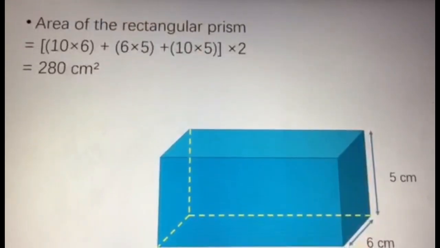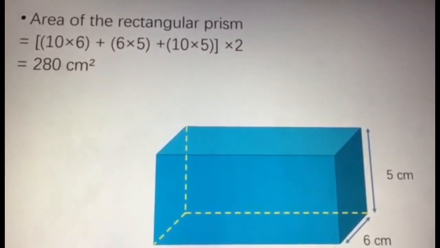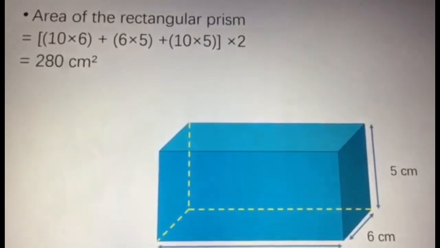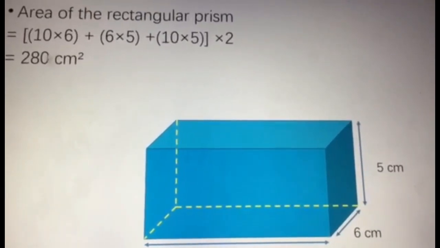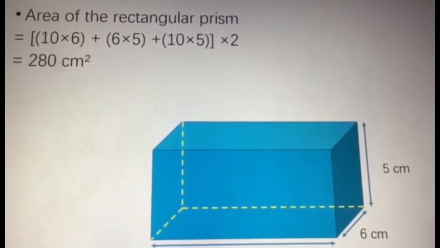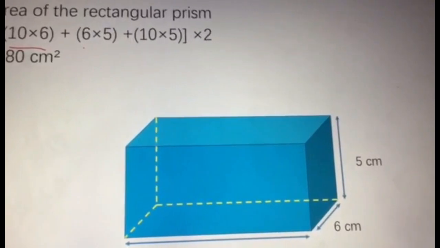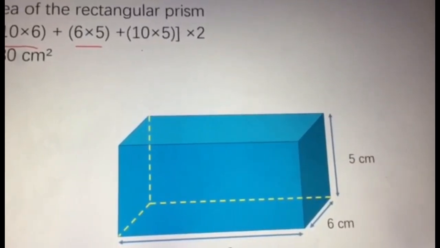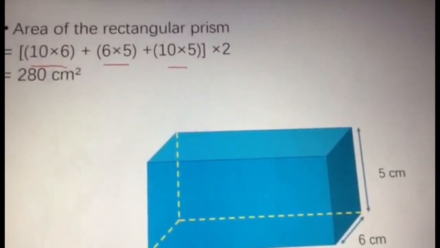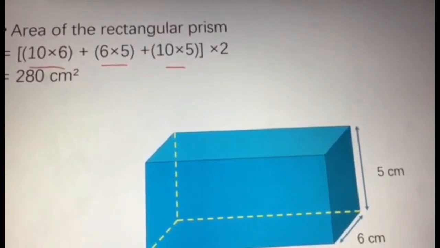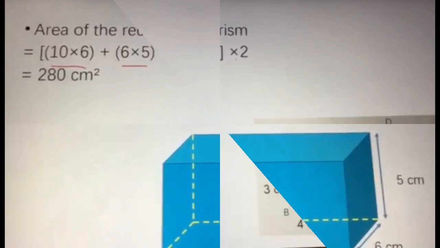All right. I usually like to write a shorter formula. So I just write down one of each pair. This is the front, the right or the left, and the bottom. I add up all the numbers together and multiply the sum by 2. It makes my calculation a little easier.